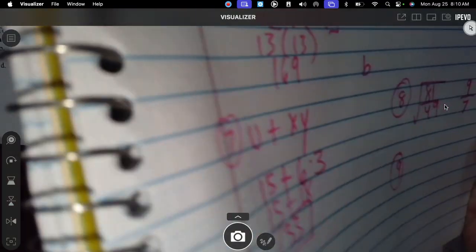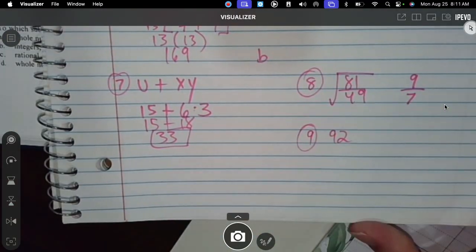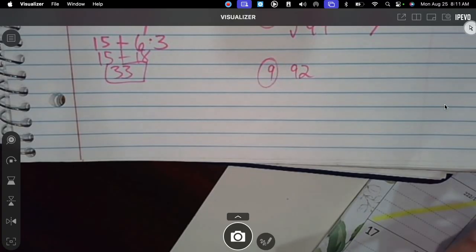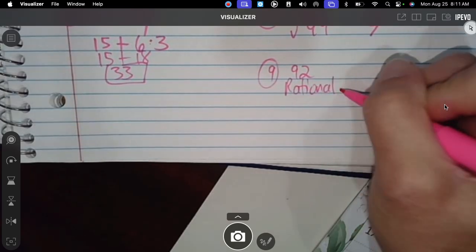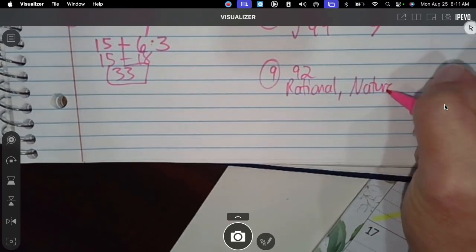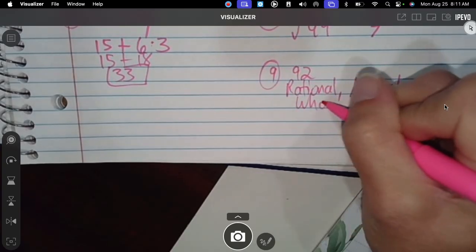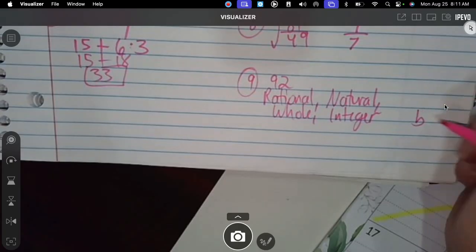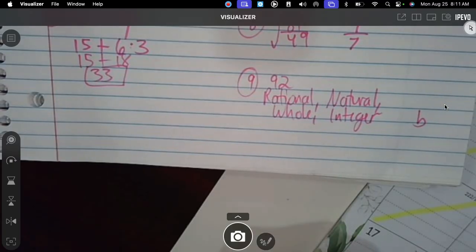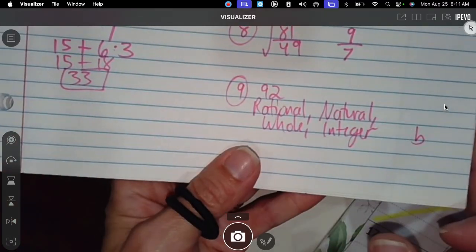Number 9, it says, what kind of number is the number 92? That's a lot of different kinds of numbers. It is rational. What else is it? A natural number. What else is it? Whole. A whole number and one more. An integer. So I'm not sure what answer choice that is. B? Okay. Do y'all remember those things maybe a little bit? Okay. All right, whole first page done.